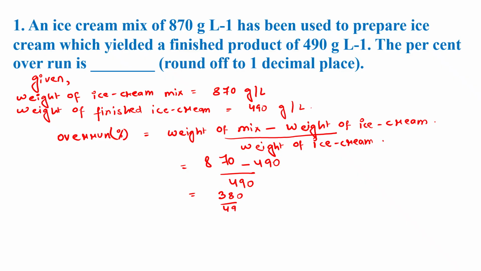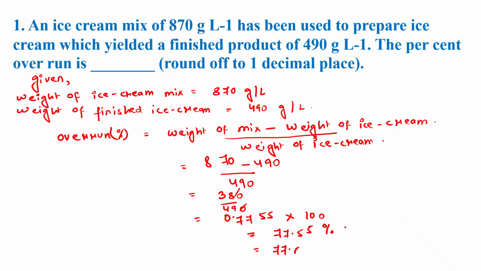or it is 0.7755. Now we need percent, so we'll multiply by 100, that is 77.55%. Now we have to round it off to one decimal place, that is 77.6 approx.